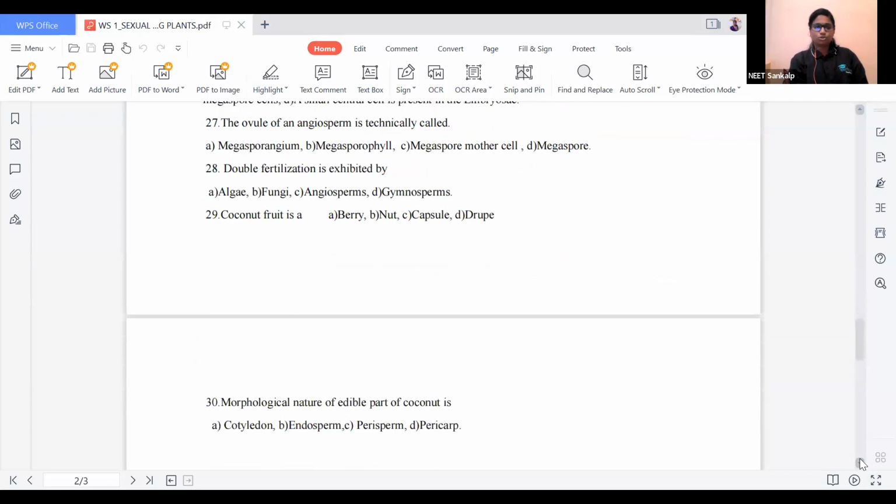30th question, last question. Morphological nature of the edible part of coconut. The edible part of the coconut, which part is it? Option A, cotyledon. Option B, endosperm. Option C, perisperm. Option D, pericarp. Radhika, Priyanka, Komala, Manju answered it. Diksha and Netravati also answered it. Option B, endosperm is the right answer.